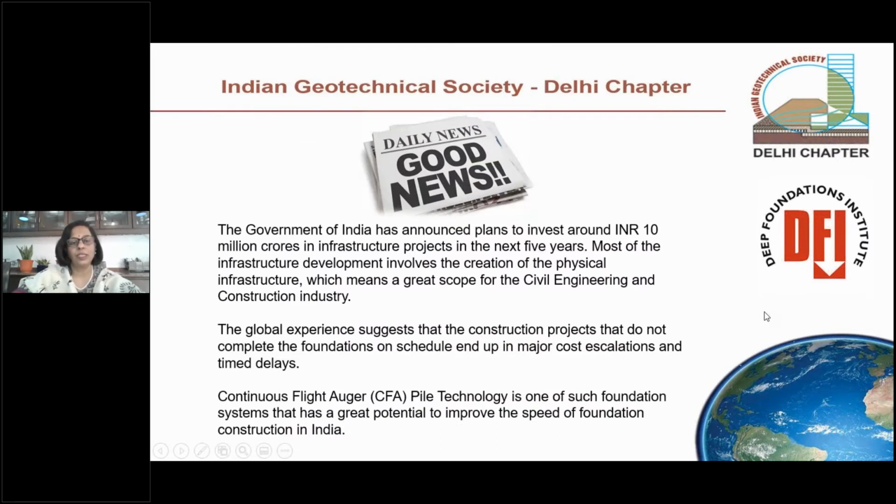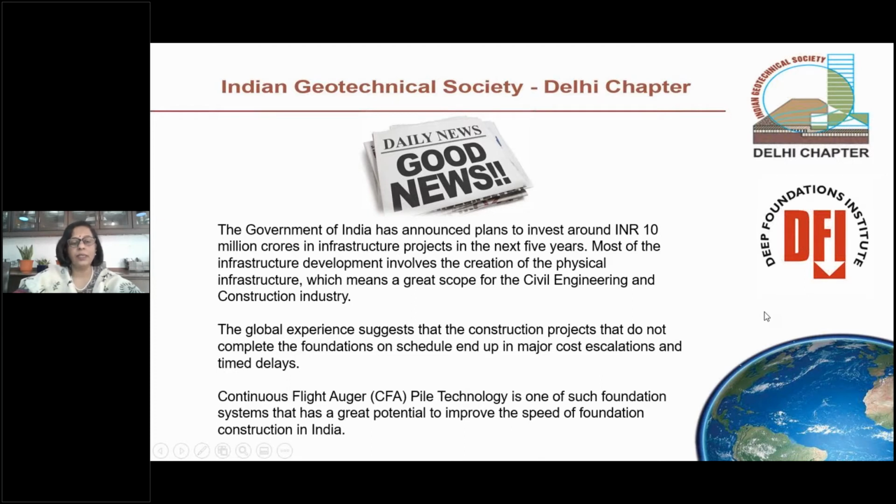There is definitely good news on the card, which means a greater scope for the civil engineering and construction industry. The Government of India, as you already would know, has plans to invest around 10 million crores in infrastructure projects in the next 5 years. That would mean more and more work for civil engineers and the construction industry.